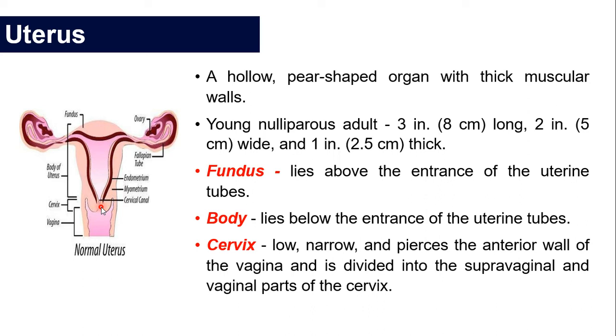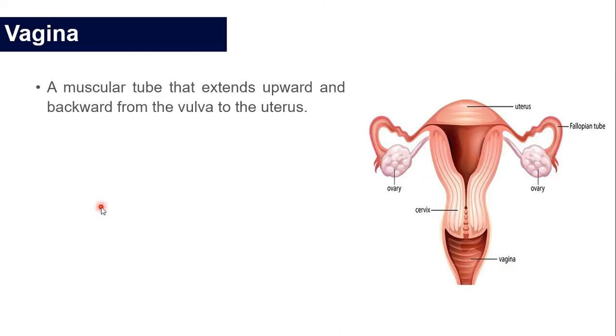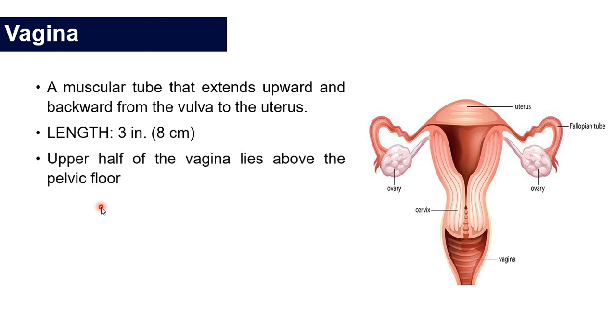The cavity of the uterine body is triangular in coronal section, but it is merely a cleft in the sagittal plane. The cavity of the cervix, the cervical canal, communicates with the cavity of the body through the internal os and with that of the vagina through the external os. Next is the vagina. It is a muscular tube that extends upward and backward from the vulva to the uterus. Its length reaches about 3 inches or 8 centimeters. The upper half of the vagina lies above the pelvic floor, while its lower half lies within the perineum.